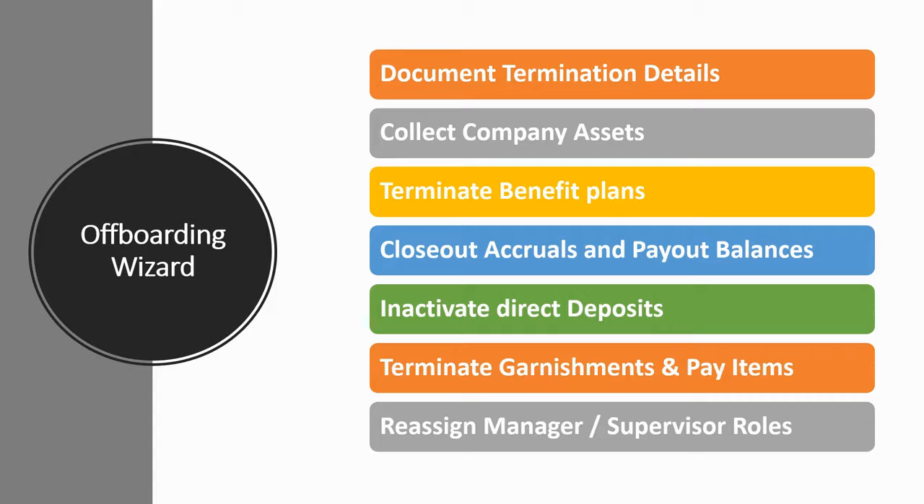all of the document termination details as you see listed here: collecting company assets. This way you know what to ask for at the exit table. Terminating benefit plans, closing out the accrual payouts, inactivating direct deposits, terminating garnishments and pay items, and again, reassigning employees to their new manager.